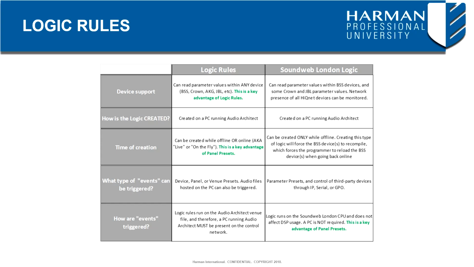When it comes time to configuring logic for devices, the Audio Architect Logic Rules allows us to trigger events based on reading parameter values from any HiQNet device, while SoundWeb London Logic is limited to BSS SoundWeb London devices. However, parameters from some Crown and JBL devices can also be read. A BSS device can also monitor the network presence of all HiQNet devices.